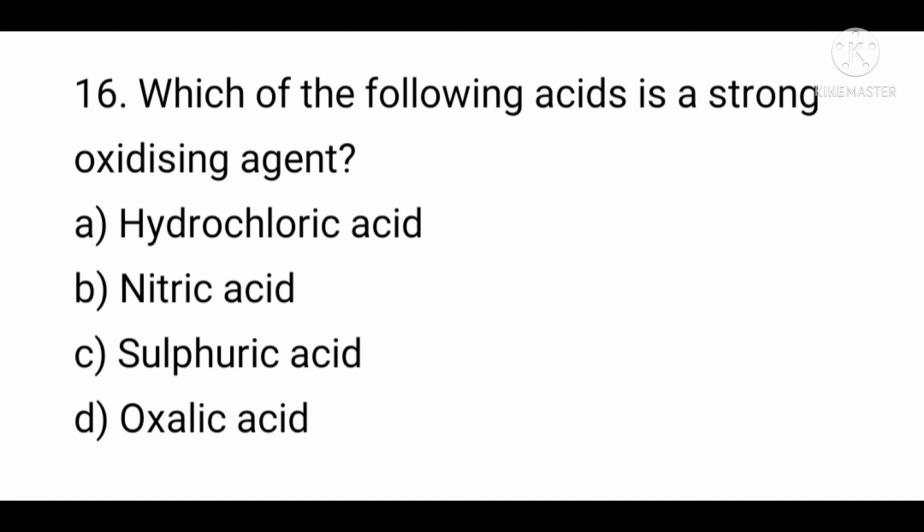Question number 16. Which of the following acids is a strong oxidizing agent? Option A, hydrochloric acid, B, nitric acid, C, sulfuric acid, D, oxalic acid. Here the correct answer is option B, nitric acid.